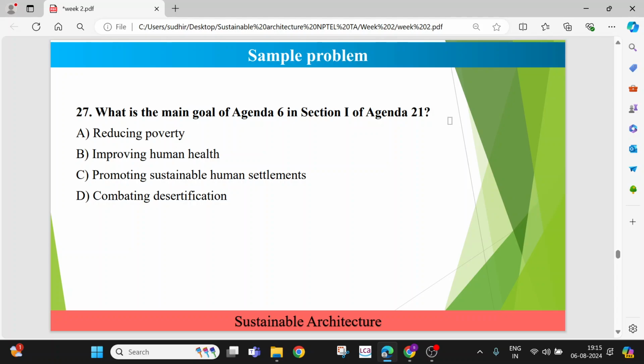What is the main goal of Agenda 21 in Section 1 of Agenda 21? Option C, sir. So Surya and Neha are saying C. Neha is the first one to give the answer to this question.